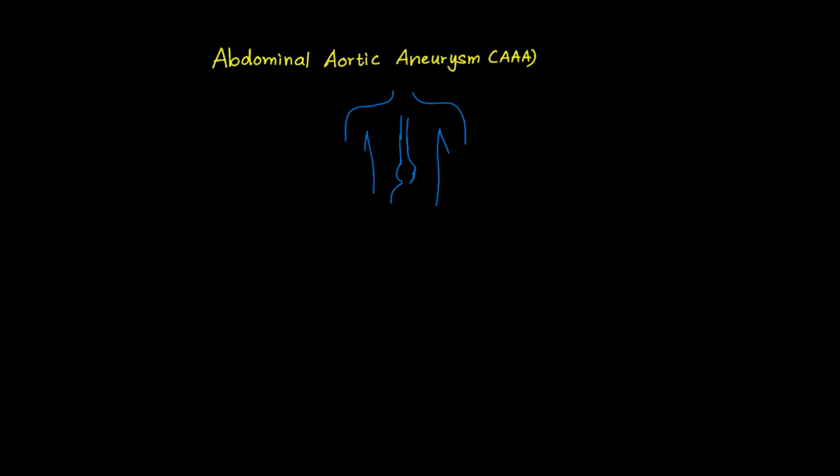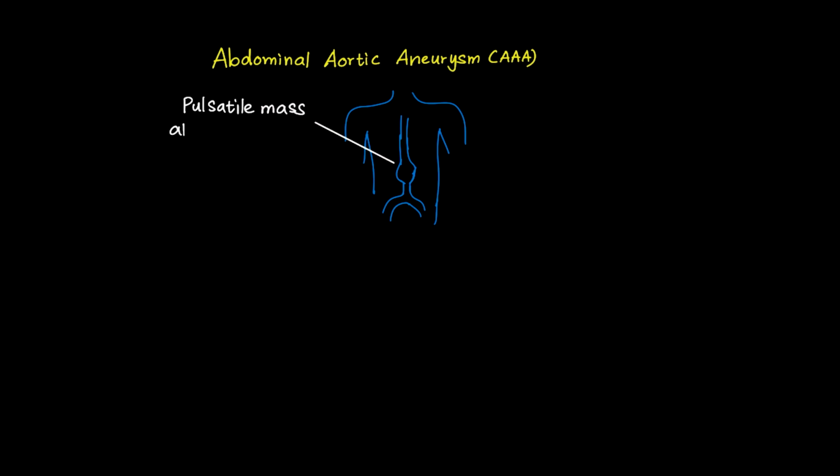Picture this. You're doing a routine abdominal assessment on an older gentleman, and you feel something pulsing above his belly button. You listen with your stethoscope and hear a systolic bruit. He says he feels fine, no pain at all. That pulsatile mass with a bruit is the classic finding of an abdominal aortic aneurysm.